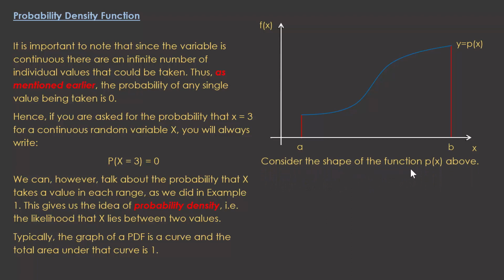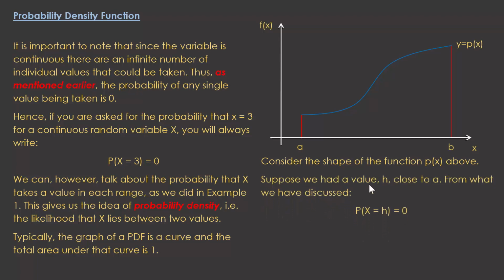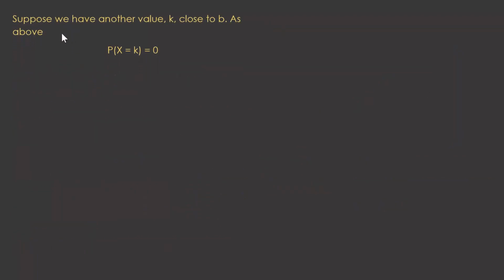Consider the shape of the function p of x above. Suppose we had a value h close to a. From what we have discussed, the probability of x being equal to h is 0. So remember, h is down here close to a, and we're going to talk about another value up here where we can see the curve is higher. So we have another value k which is close to b. We know that the probability that x actually being equal to k is 0.